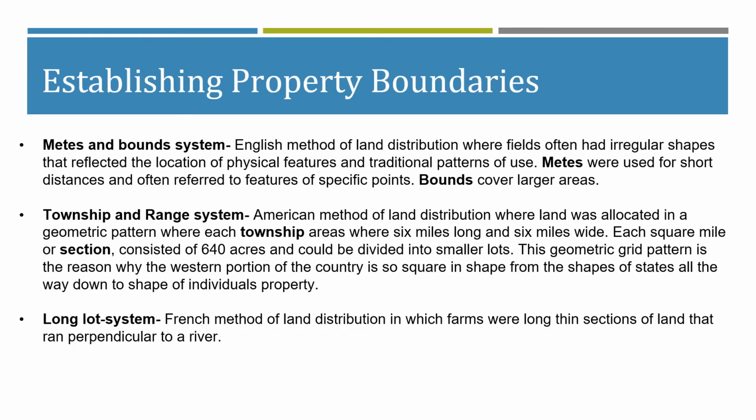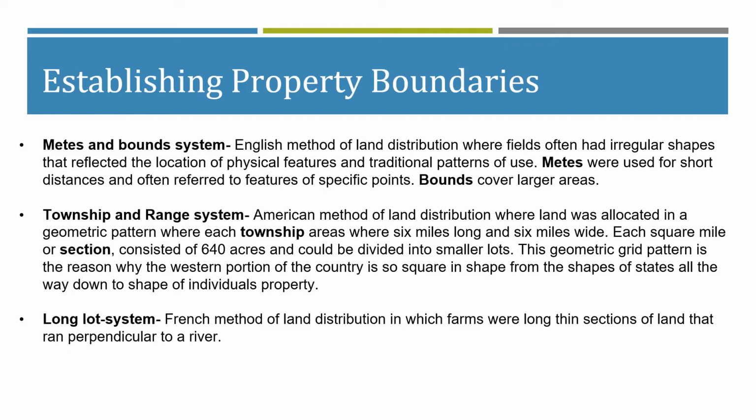Different countries have also used different methods for divvying up land and then dividing it amongst the population. In England, they used what is known as the metes and bounds system. And this was really used in terms of the natural landscape. They used the natural landscape, where the rivers and the hills and all of that type of stuff were, to actually divide up the land. So metes were used for short distances and bounds covered larger areas. But this created irregular shaped property lines throughout.